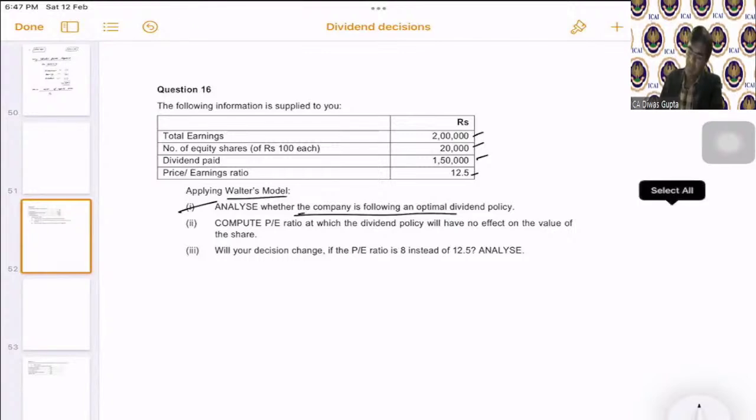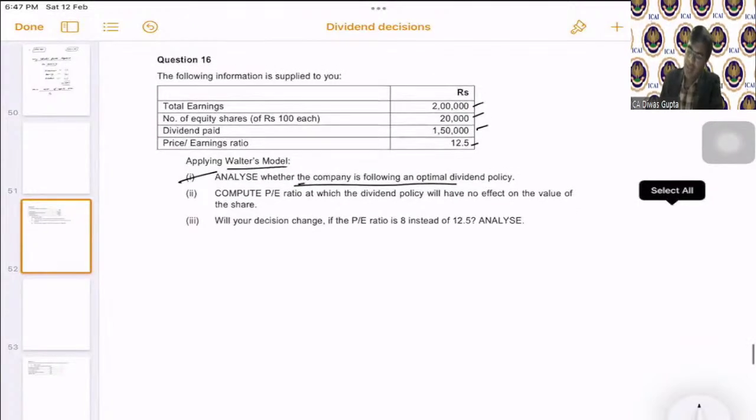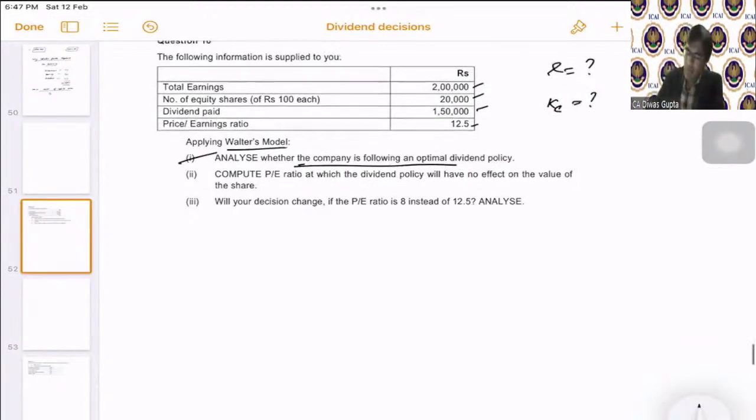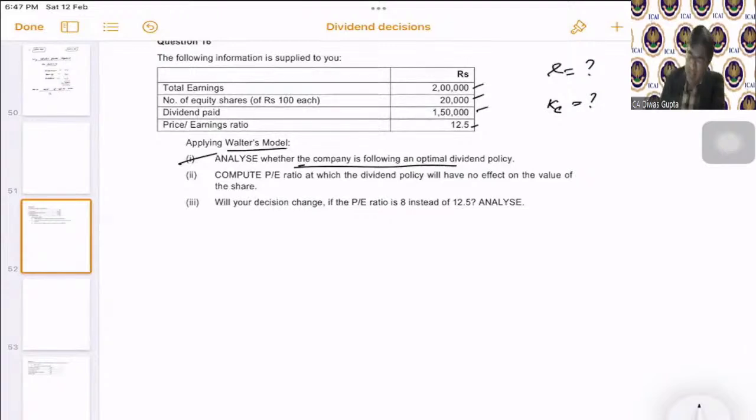Simple. So students, now in this, you are not given R and you are also not given KE. But definitely you have been given the proper things to calculate both R and KE. Right? How can we calculate the EPS? What is the EPS first of all, students? 2 lakh divided by 20,000. That means 10 rupees per share is the EPS.